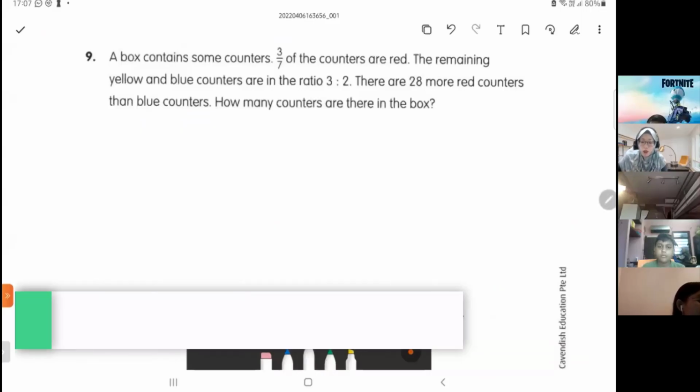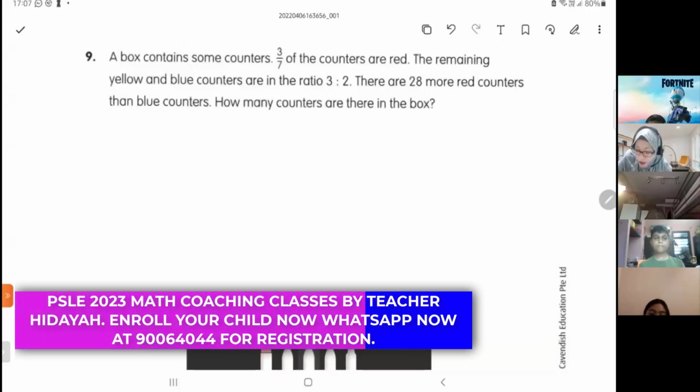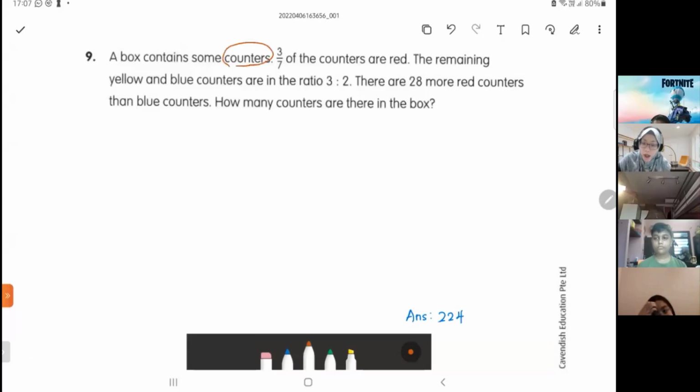All right, a box contains some counters. I do not know how many counters the box has, but I know it contains counters. 3/7 of the counters are red. The remaining yellow and blue counters are in the ratio of 3:2. So this is yellow and this is blue.